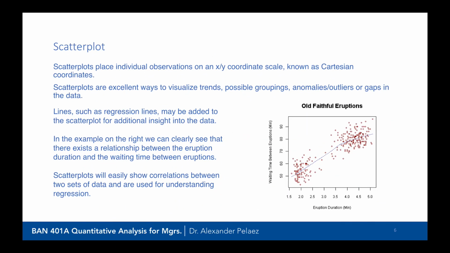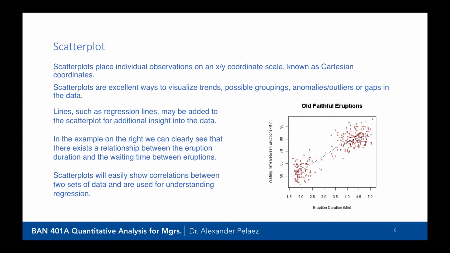Now, a scatter plot is very simply the actual data points on an XY axis, and this is known as Cartesian coordinates. They're very good to visualize trends. In this case here, we have the eruption duration and the waiting time between eruptions for Old Faithful. And it's clear to see, as these are plotted on the graph, that the longer the eruption duration, the longer we would have waited between eruptions.